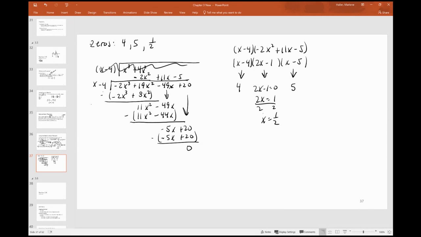Usually when I get down to a quadratic expression, then I see if I can factor that, or I might use the quadratic formula to find those last 2 remaining zeros. All right, this ends the lecture for section 3.5.